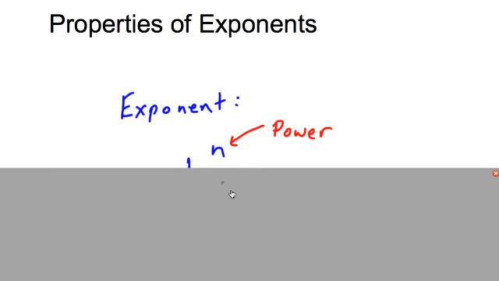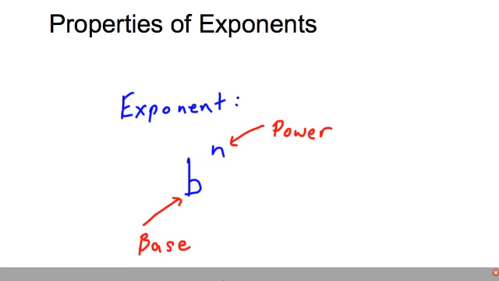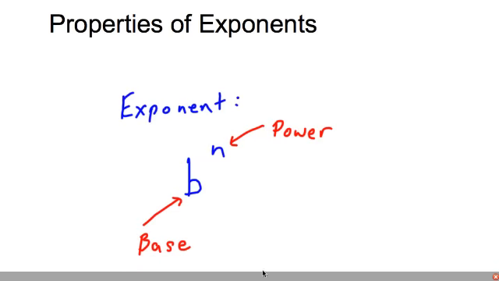The purpose of this video is to work with properties of exponents. First, we'll introduce or review the idea of the exponent. In our general form, it's any base value, either a variable or a number, which represents that, to a power. So the value of n is what we refer to as the power. Some people refer to it as the exponent. B is the base.